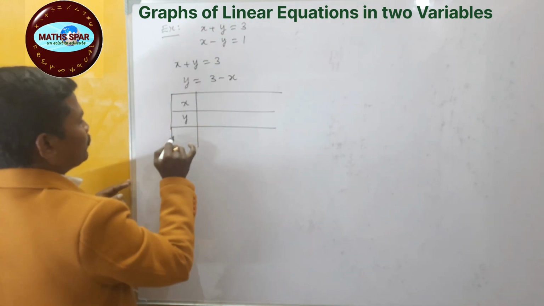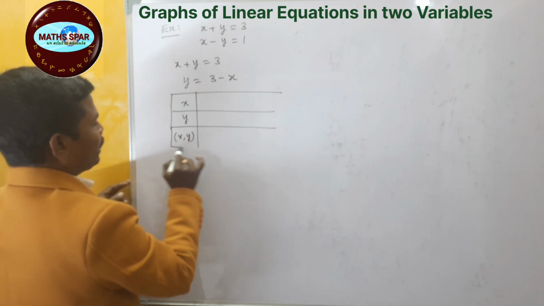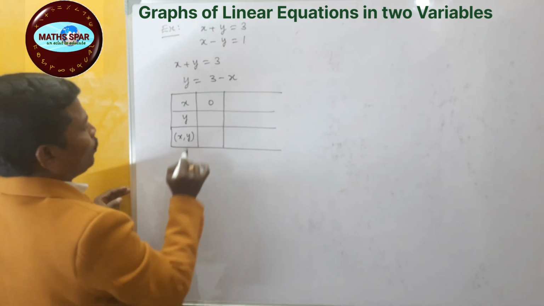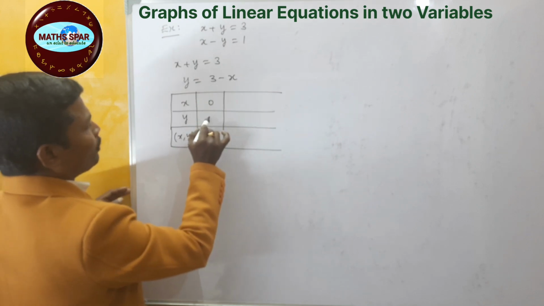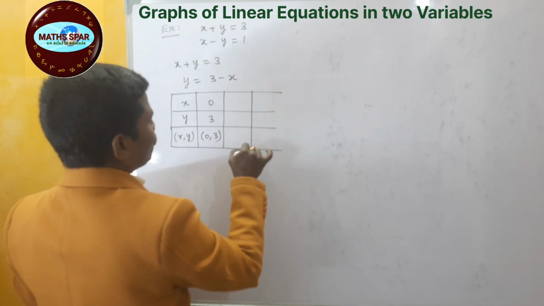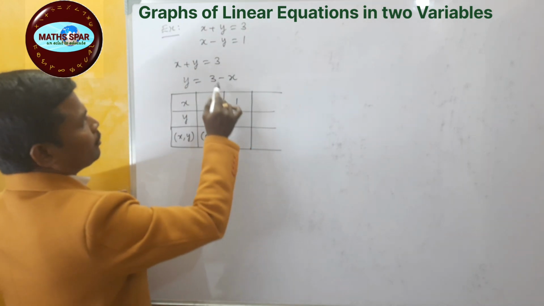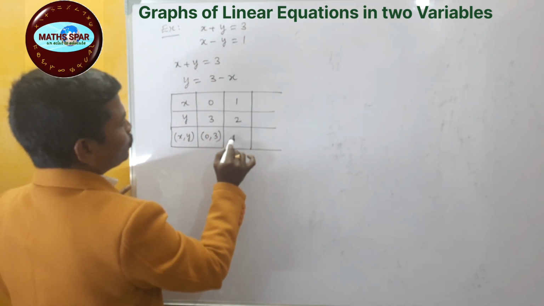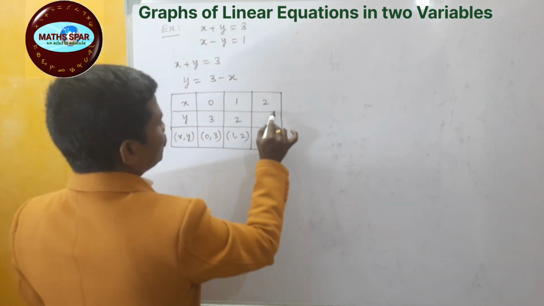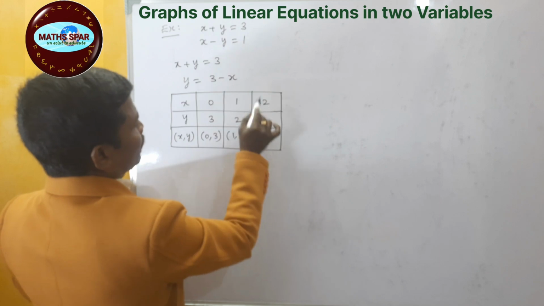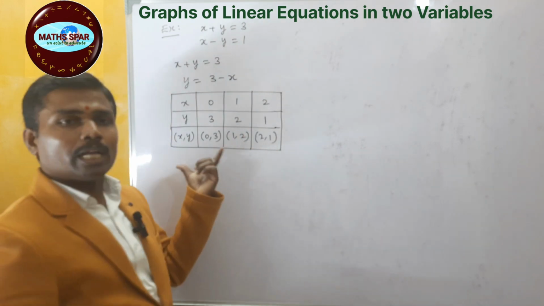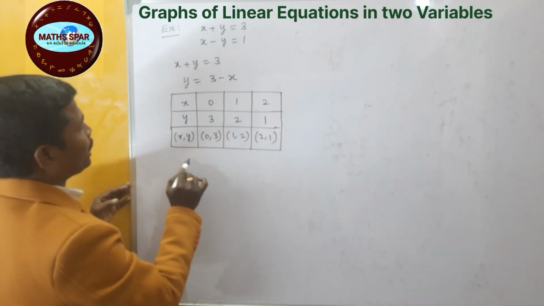The table, as I said earlier, x, y and x comma y. First let me take 0. So 3 minus 0 is 3. So 0 comma 3. Next I will take 1. Then 3 minus 1 is 2. So 1 comma 2. I will take 2. Then 3 minus 2 is 1. 2 comma 1. 3 points I found.